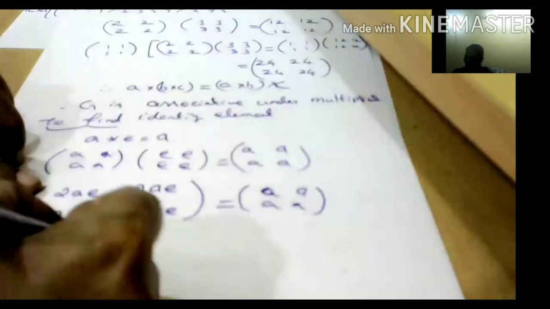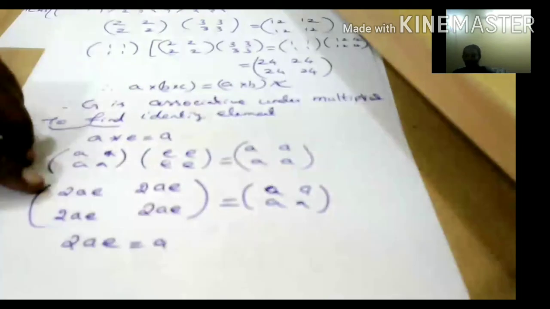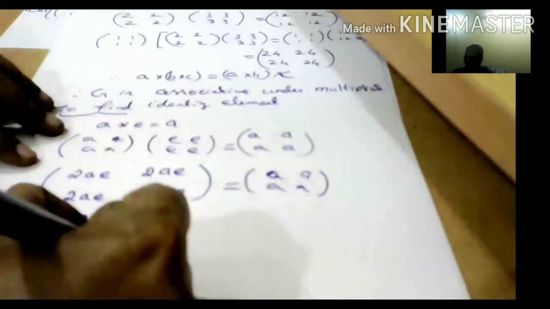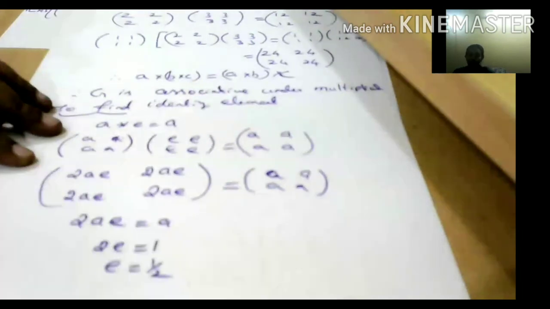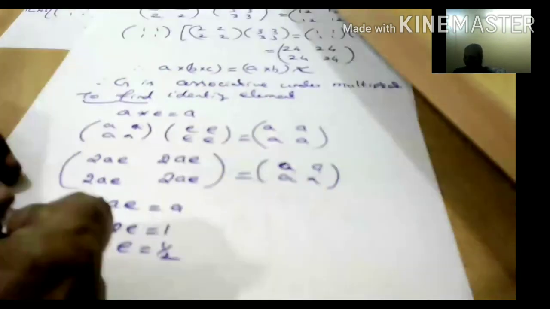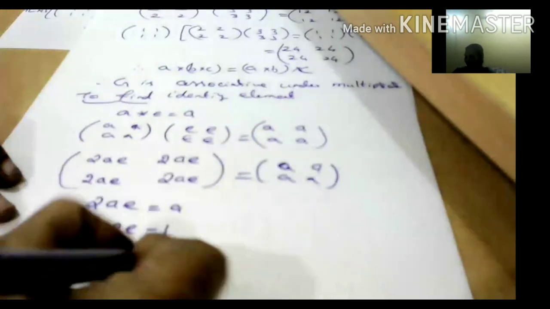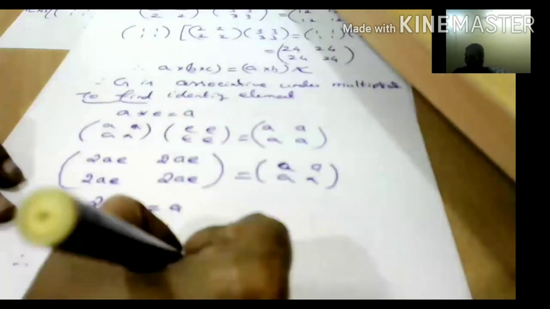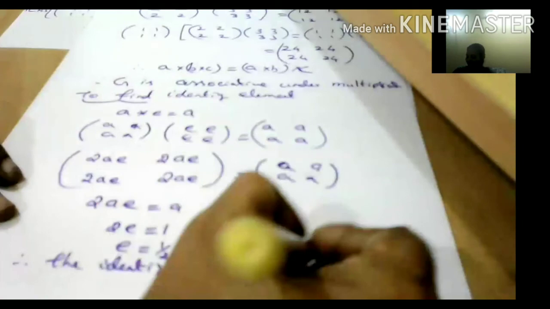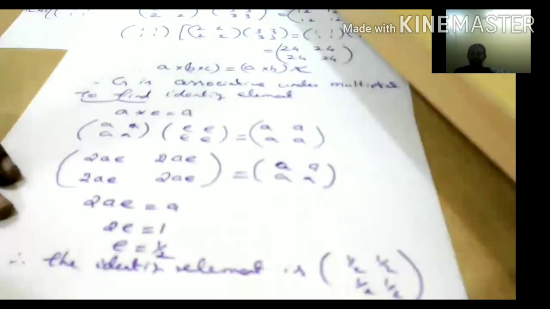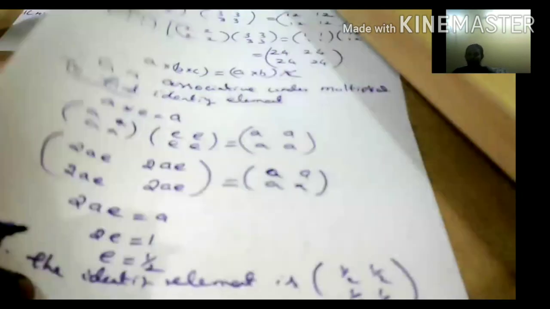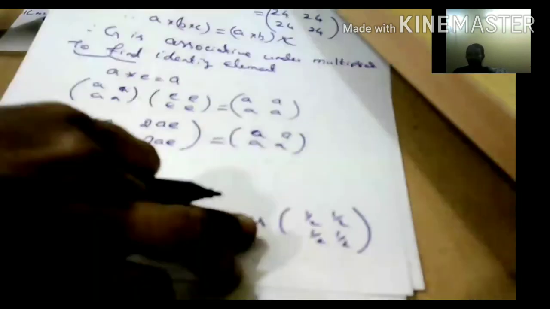So the corresponding position elements: 2AE is equal to A. A will get cancelled, so you have got 2E equal to 1. Therefore, E is 1 by 2. So what is the identity element? The identity element is the matrix with all entries 1 by 2. This is the identity element of this particular group.